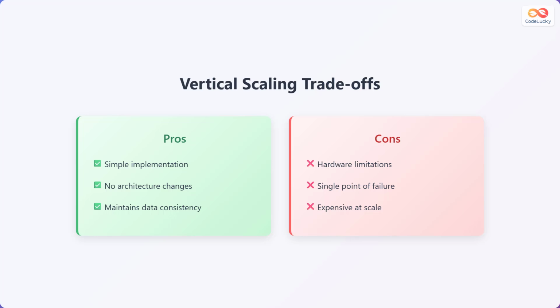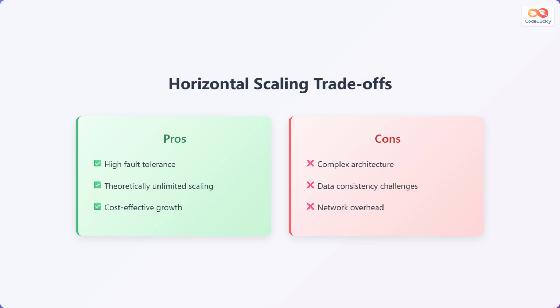On the con side, vertical scaling is limited by hardware constraints. There is a limit to how much you can upgrade a single machine. It also creates a single point of failure. If the upgraded server fails, the entire application may go down. Furthermore, it can become expensive at scale as the cost of high-end hardware increases exponentially.